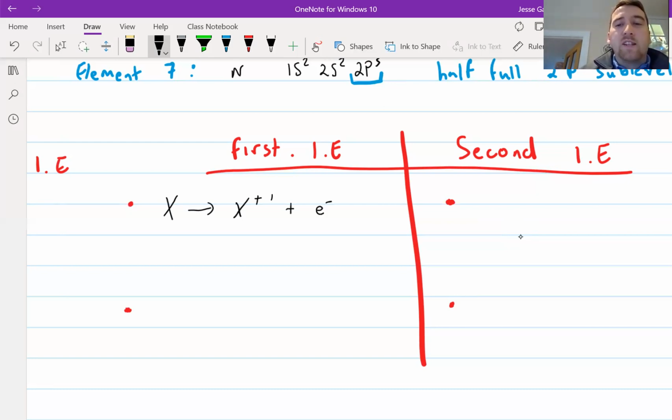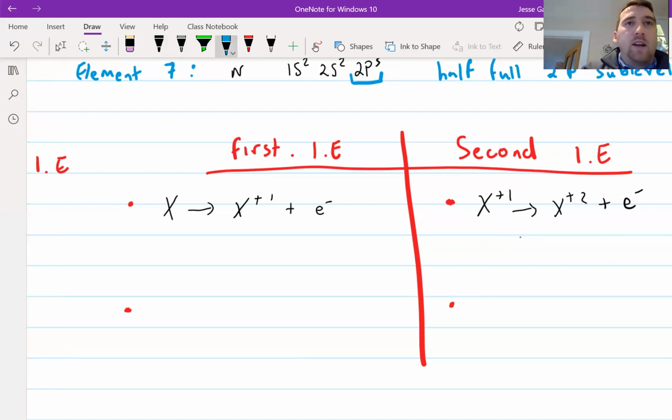If it's the second ionization energy, well, then we've already removed the first electron. So essentially, we are removing the second electron from a monopositive ion, a +1 ion. So here it becomes X 2+, and here is your electron again that's being removed.